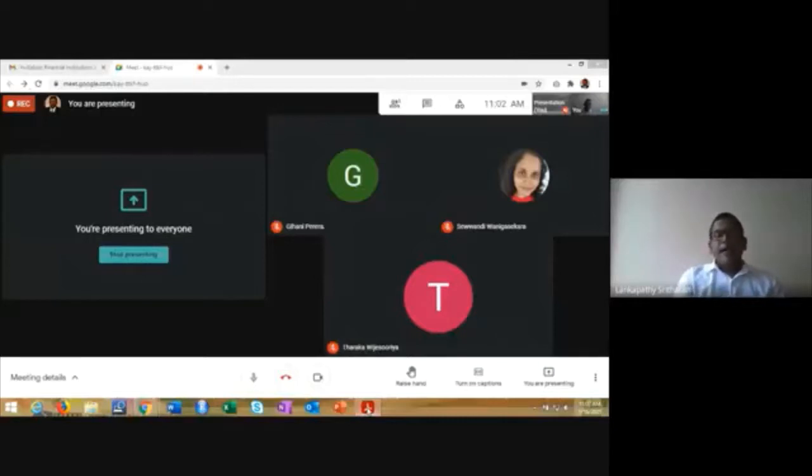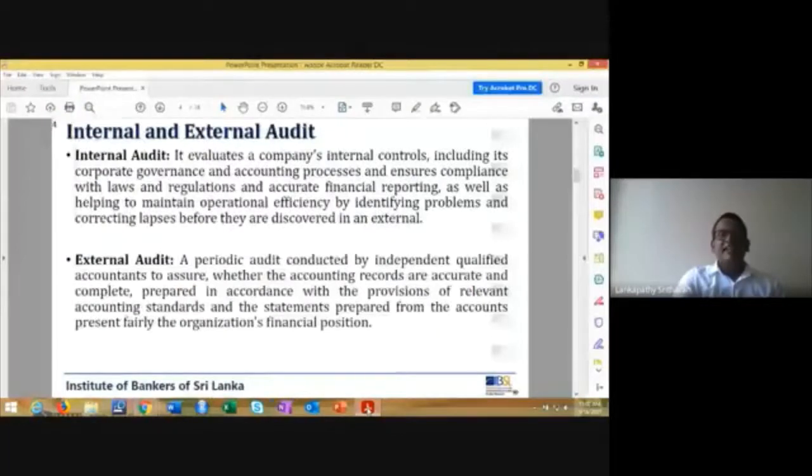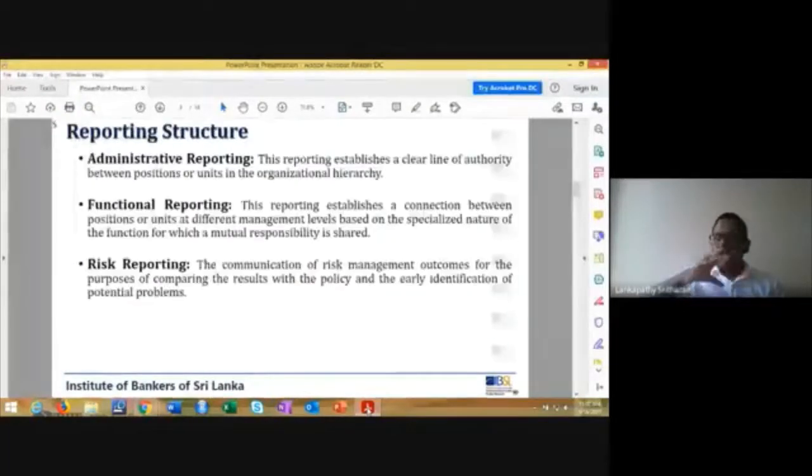And then, having seen the internal audit and external audit, the next one is that we are going to move into the reporting structure or governance structure in risk management. In a bank or financial institution, there are different types of reporting structures.